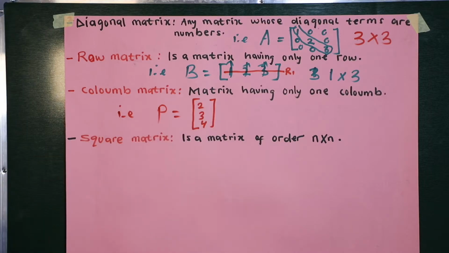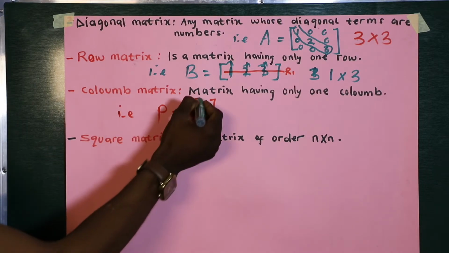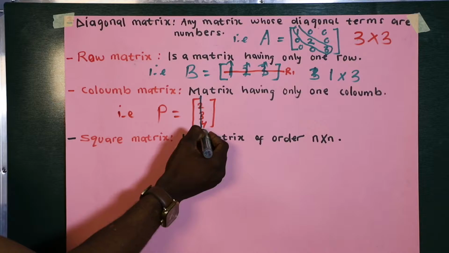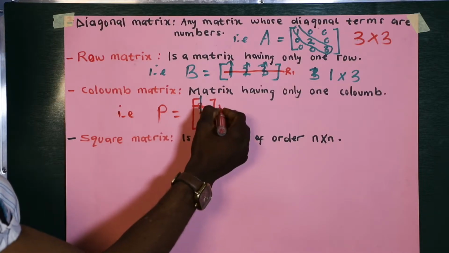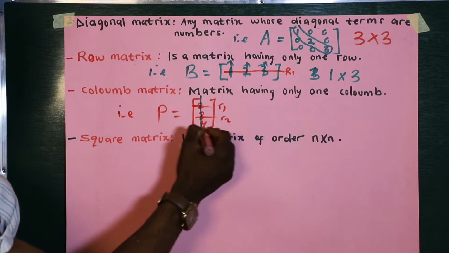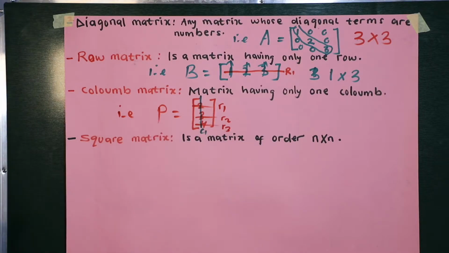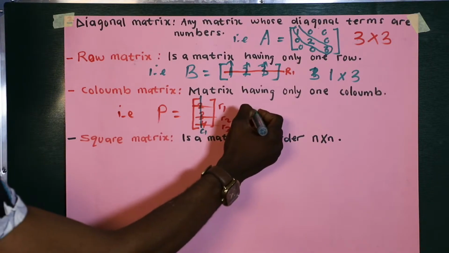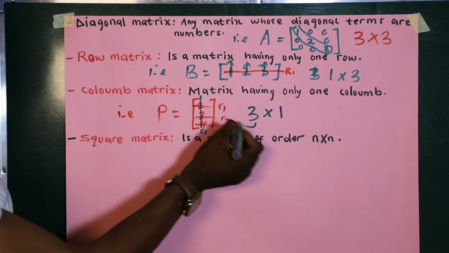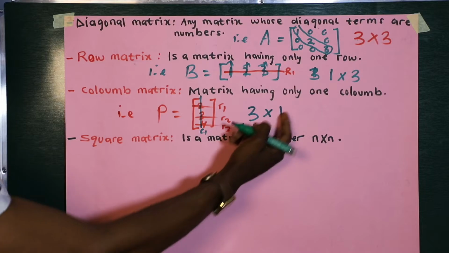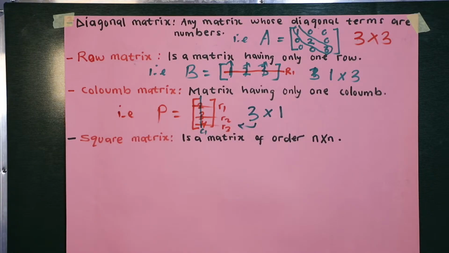It has only one column. This is the column. One column, but 3 rows: R1, R2, and R3. This is a matrix of order 3 by 1. 3 represents the rows, while 1 represents the column.